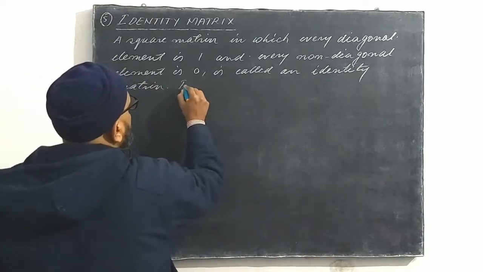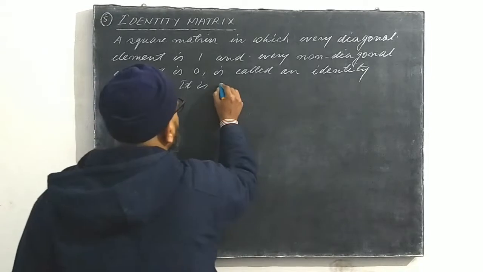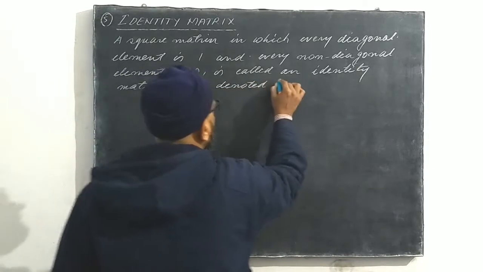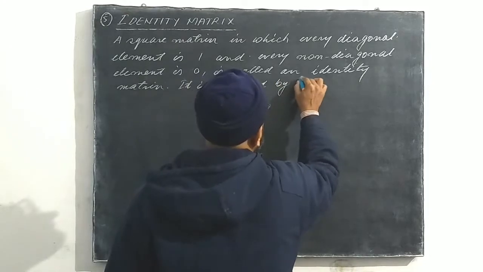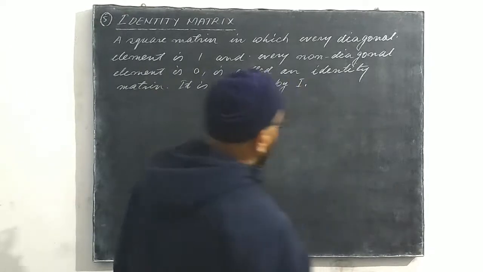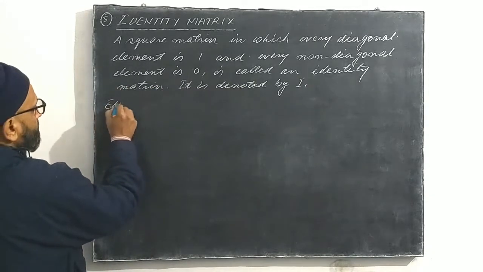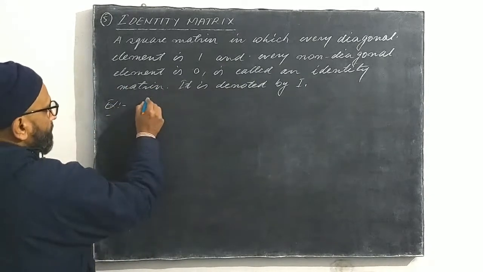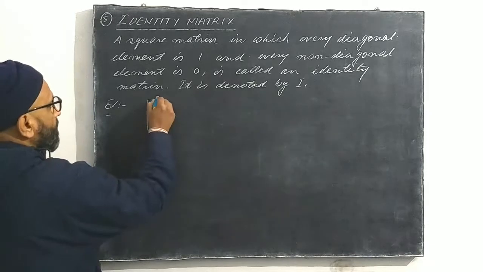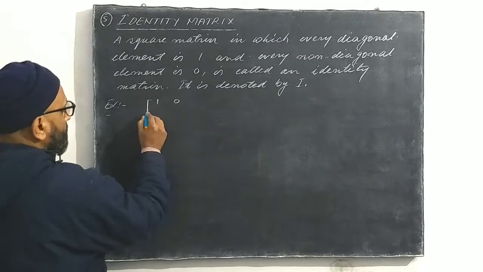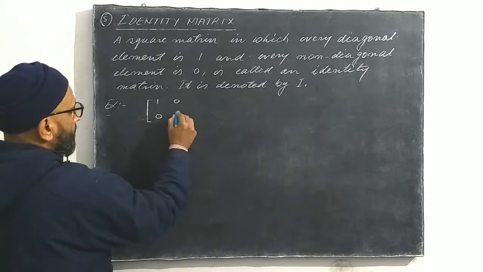It is generally denoted by capital I. For example, matrix 1 0 0 1.